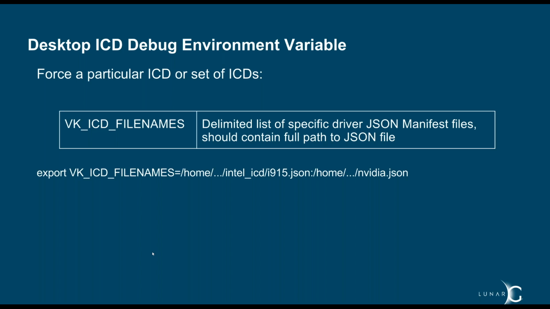On Windows, it would be a list separated by semicolons. On Linux, it would be a list separated by colons. And the loader will only use the ICDs that you specify with this environment variable. The intent is that this allows you to debug with a certain ICD, and you can easily change which ones are active at a given time.